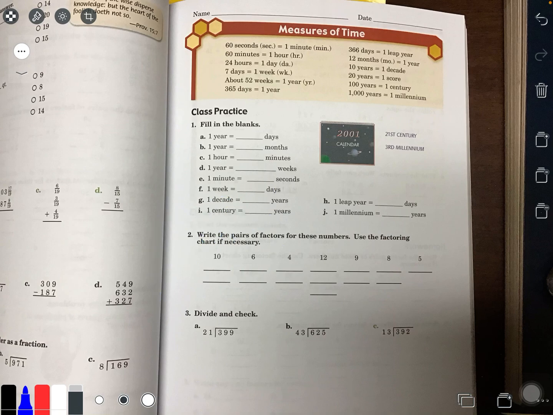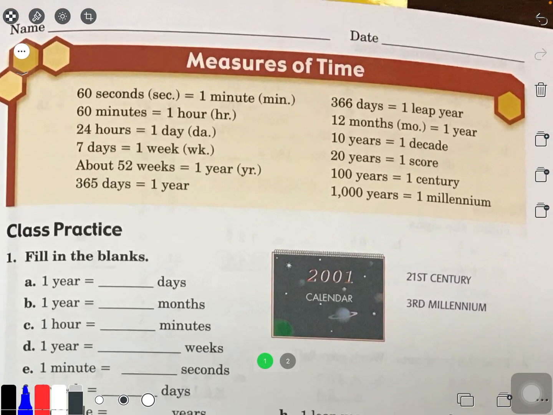Page 99. Alrighty, measures of time. Let's review some of these. We know that a minute is 60 seconds. We also know that an hour is 60 minutes. One day is 24 hours. 1 week is 7 days. You know, Sunday, Monday, Tuesday, Wednesday, Thursday, Friday, Saturday. 1 year is about 52 weeks.